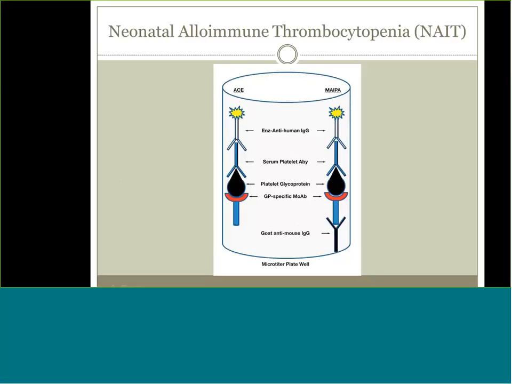MAPA is very similar to that, except you don't necessarily have to know what the antigen on the platelets is. You can just incubate maternal serum with paternal platelets. You lyse it all, and then you will be able to bind it in there, and you can do basically a cross-match for these platelet antigens and look for any discordances.